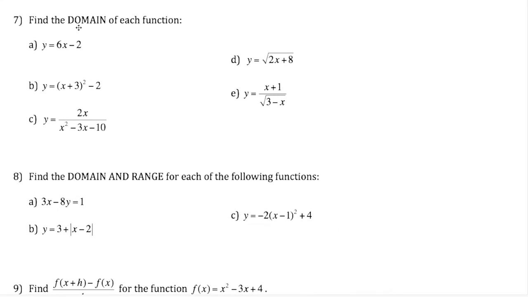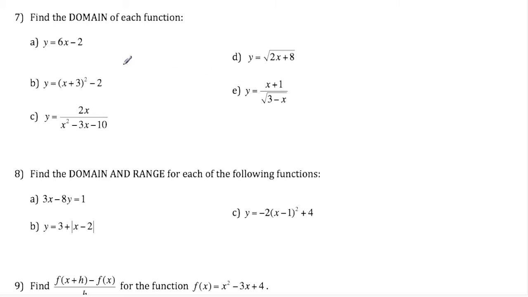Number 7, second page. I'll move this over so I got some room to work. Domain of each function. Here, you could save yourself some time. Remember, domain is the x value, so this is a straight line. So domain is going to be negative infinity to positive infinity. That's it. Where does it start? Where does it end? There.